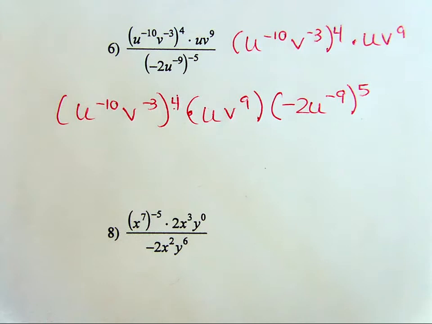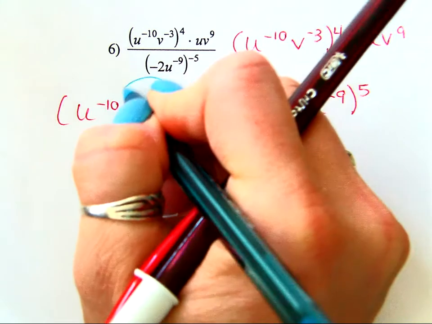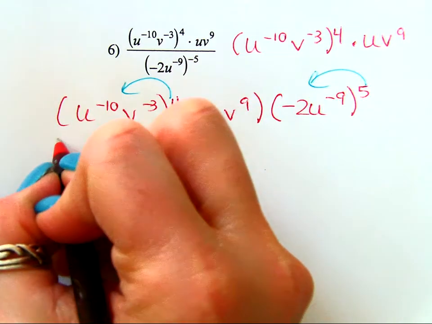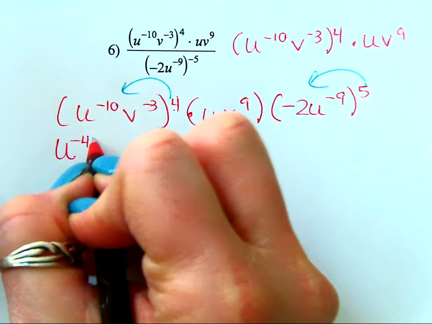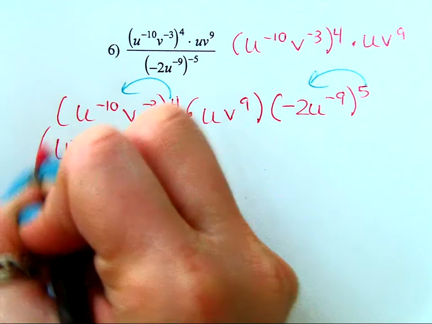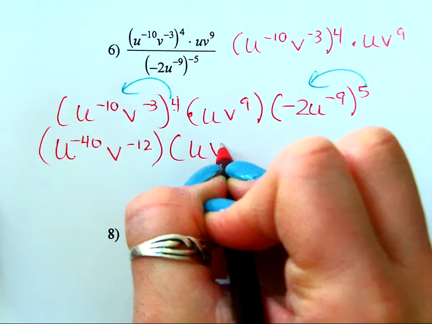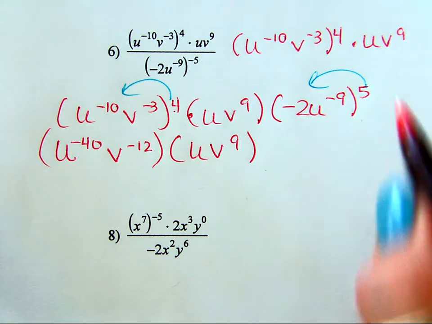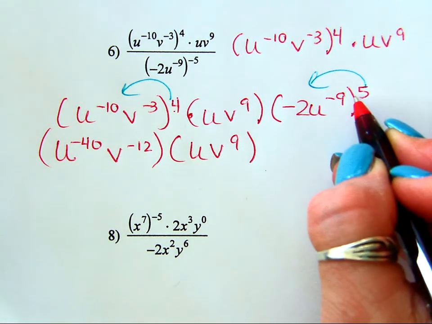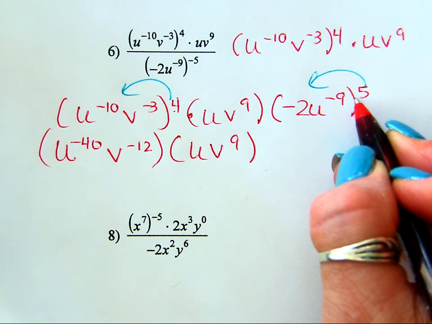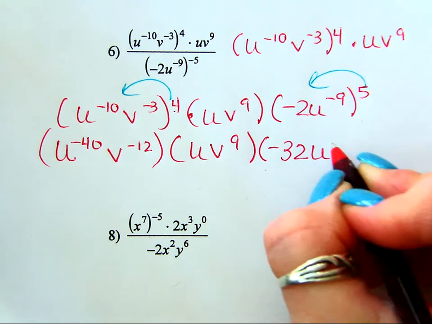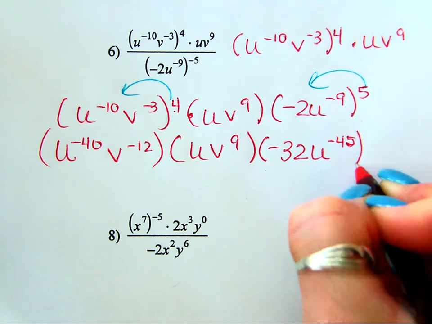Before I start to multiply and add, I got to take care of this 4 and this 5. This is going to hang out, right? So I have u to the negative 10 times 4, v to the negative 3 times 4. Nothing going on right here because it didn't have an exponent there, right? Negative 2 to the 5th power. 5 is odd. It's going to be negative. That's 32. Make it negative. And then negative 9 times 5 is negative 45. Whew. Are you with me?